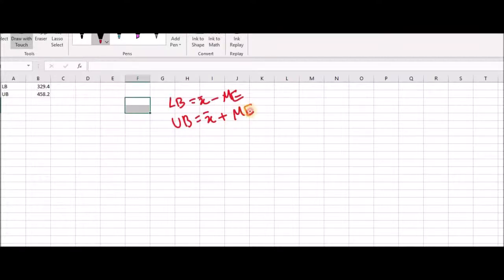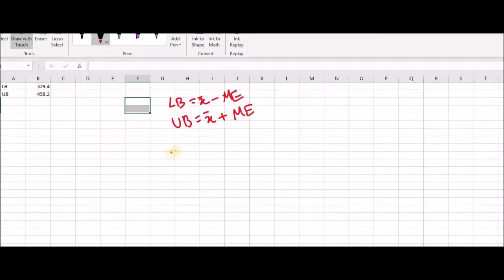So I have the lower bound and the upper bound of the interval. The lower bound is equal to 329.4 and the upper bound of the interval is equal to 458.2. I know that the lower bound is basically x bar minus the margin of error, and then the upper bound is basically x bar plus the margin of error.